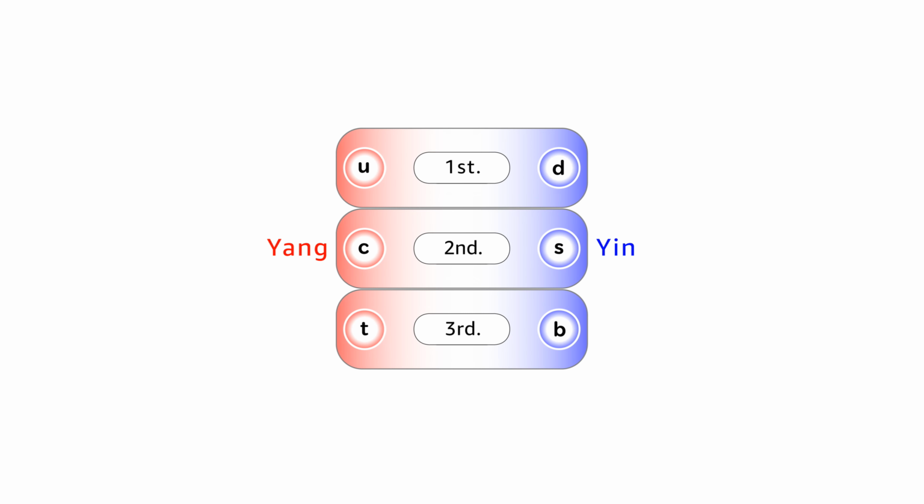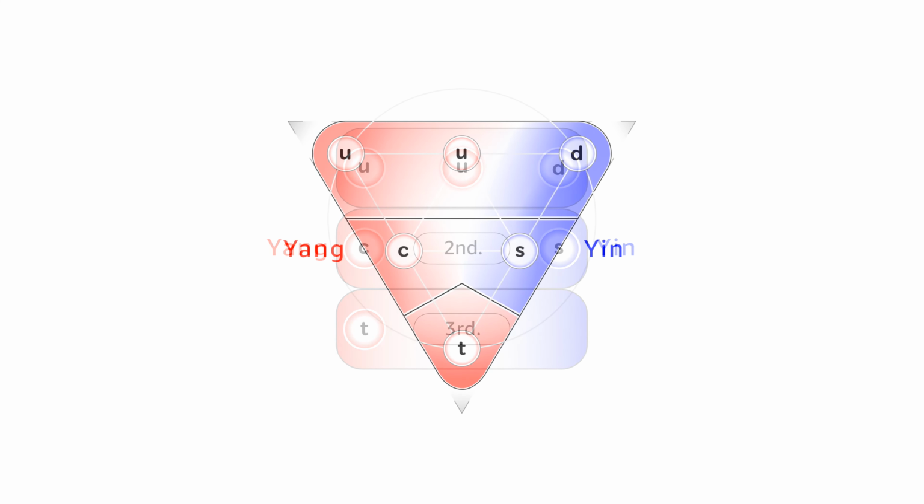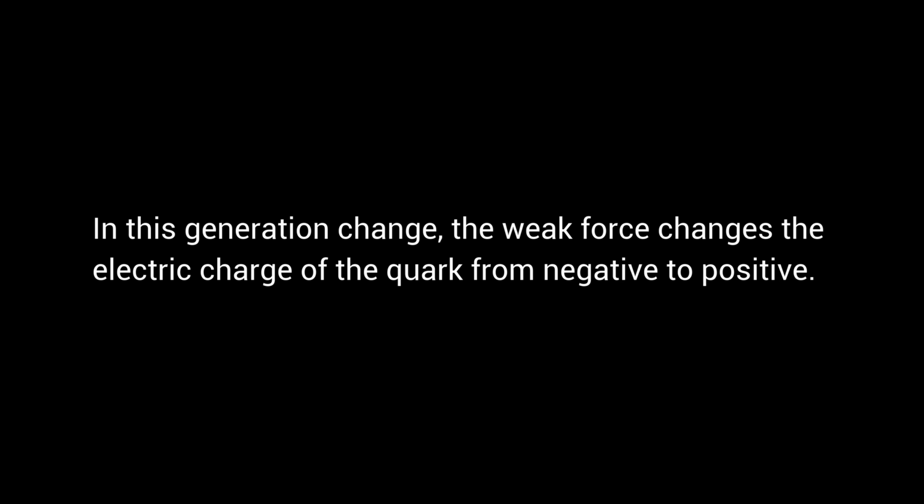The bottom quark of the third generation can be changed to the up quark of the first generation, as discussed in Section 2. This generation change is caused by the weak force. In this generation change, the weak force changes the electric charge of the quark from negative to positive. But, according to the principle of charge conservation, the total charge of the particles cannot be changed.